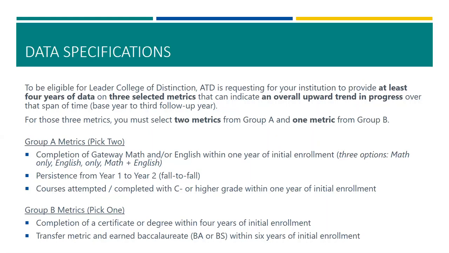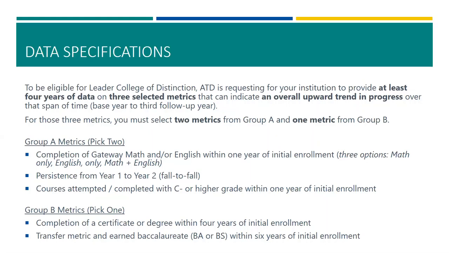Completion of Gateway Math and/or English within 1 year of initial enrollment. So within that, you can choose Math only, English only, or Math and English combined. Persistence from year 1 to year 2, also known as fall-to-fall persistence. Courses completed or attempted with a C- or higher grade within 1 year of initial enrollment. So that's from Group A, pick 2.